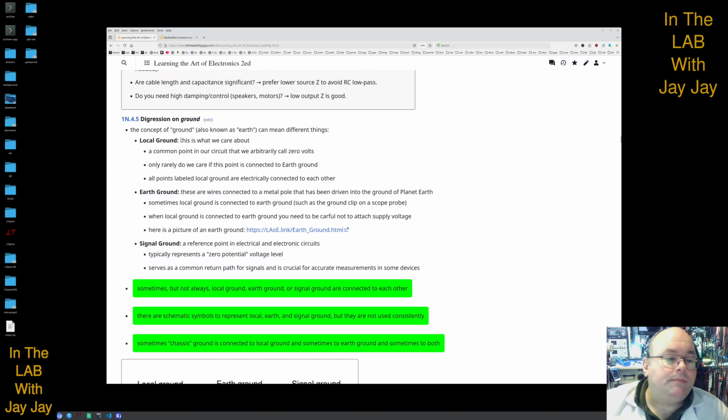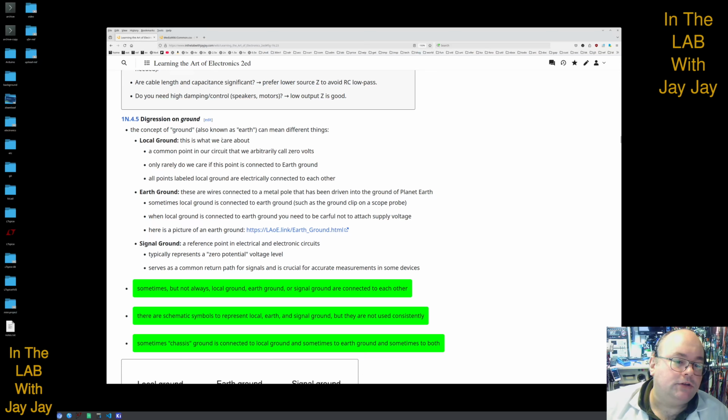So the concept of ground, also known as earth in different parts of the world. The Americans call it ground. The British call it earth. I don't know what we do in Australia. We probably say earth ground. Who knows? Anyway, it's ground and earth, and it can apply in different senses.